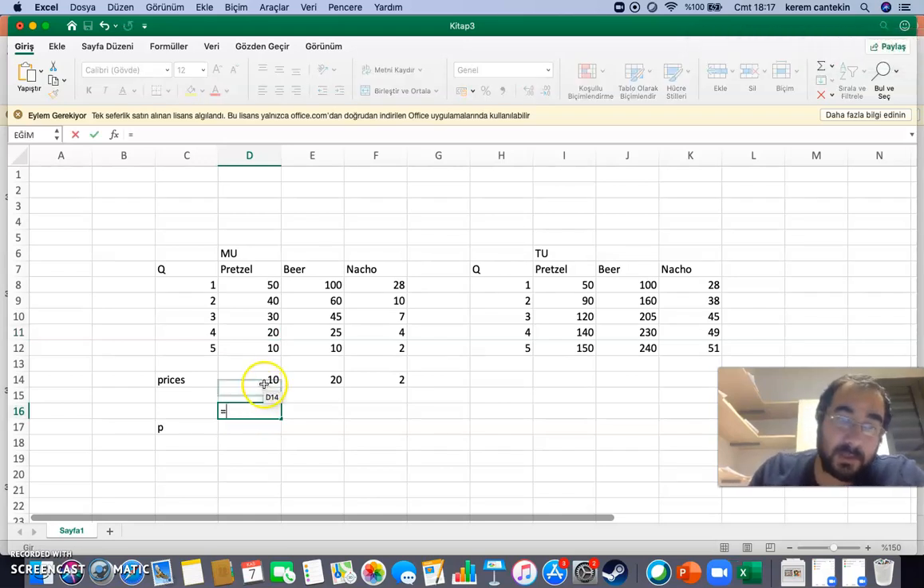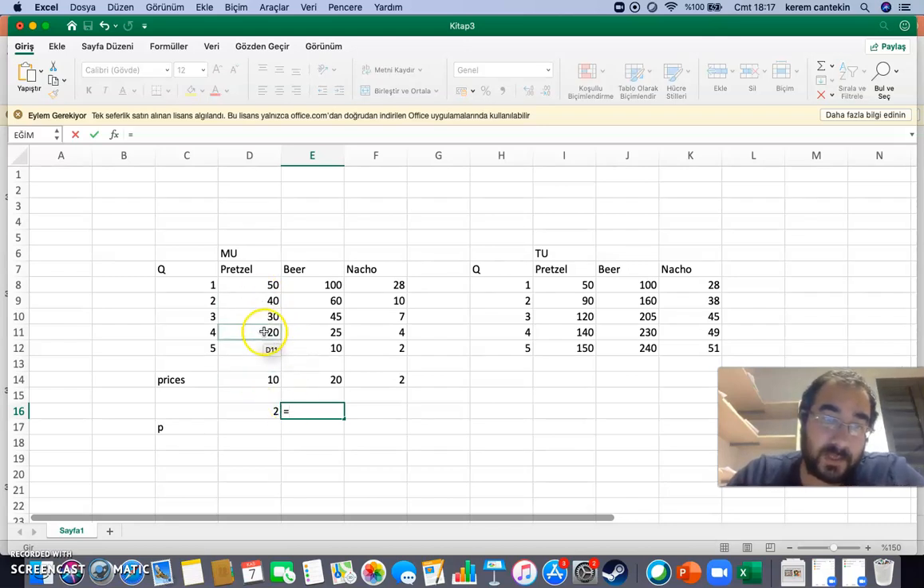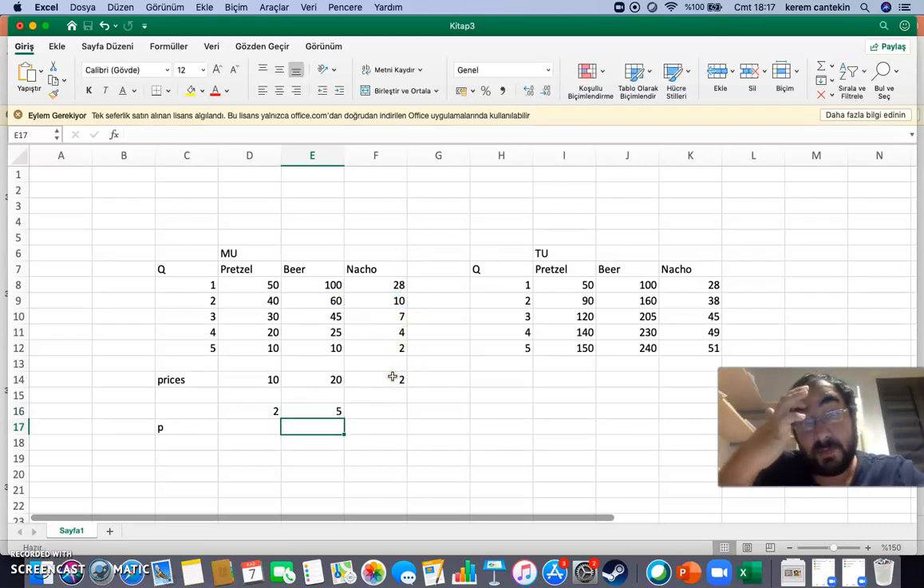Rather, I will compare the marginal utilities divided by the prices, basically. For the pretzel it is 20 over 10, which is 2. For the nacho it is 10 over 2, which is equal to 5. So I will buy another nacho, not a pretzel, in this case, because per dollar I spend it gives me a higher level of utility.